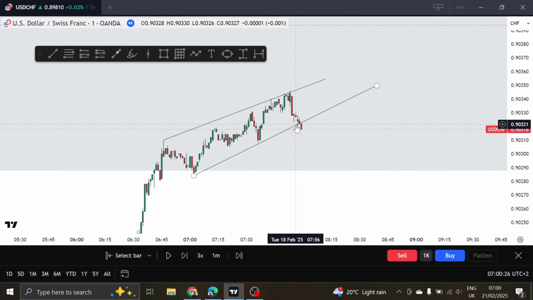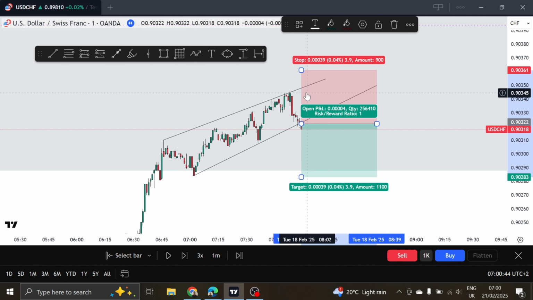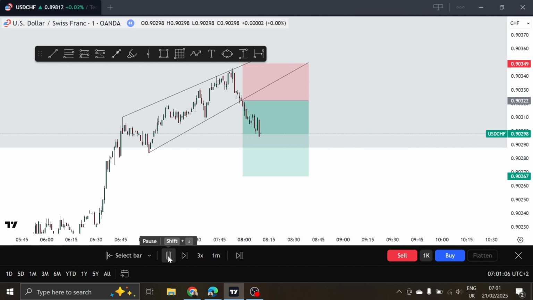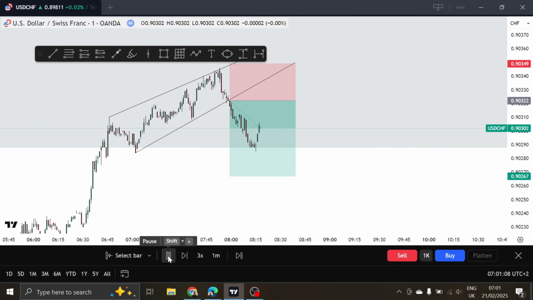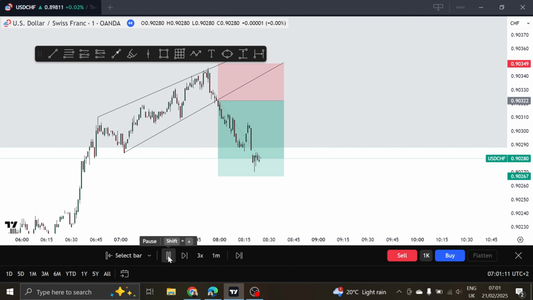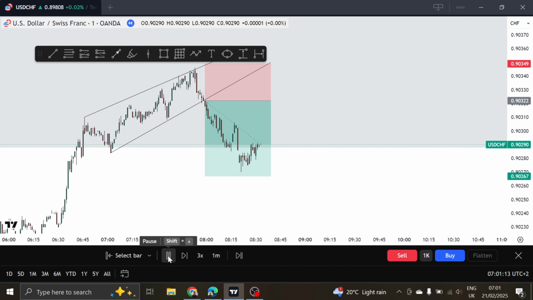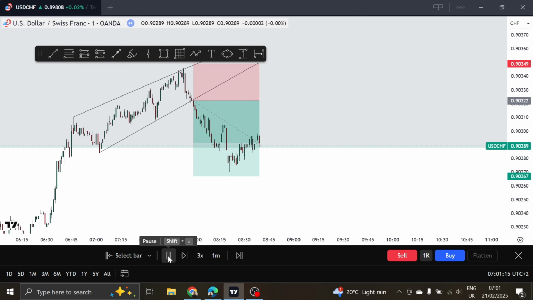Since the break below was not that big, I usually press my instant execution. So yeah, I had to enter right exactly at the breakpoint. I had to place my stop loss above the high, and then aim for at least a 1 to 2. The market had to play out really well. So I think this was my second win this week.